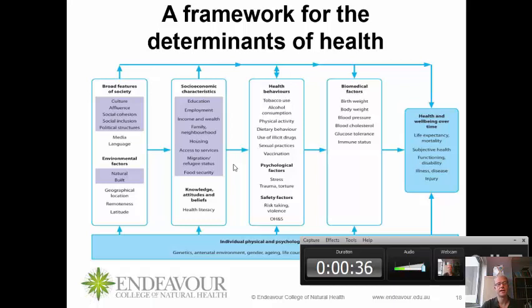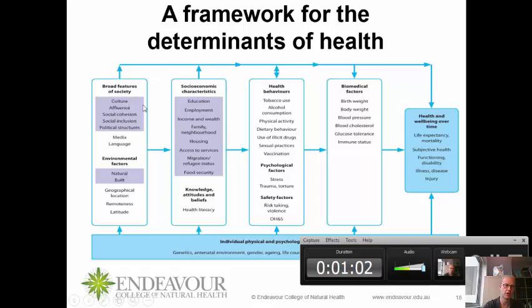And again, the aim of this graphic is to visually represent how the different determinants, or things that influence health outcomes, are all interrelated, how they all interact in order to lead to particular health outcomes for an individual over their lifetime.